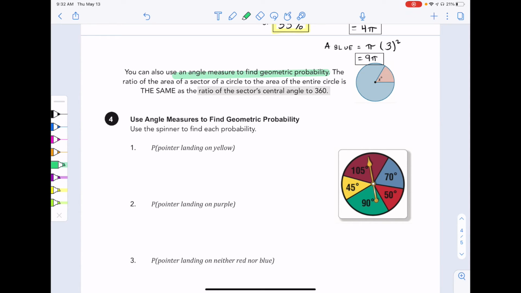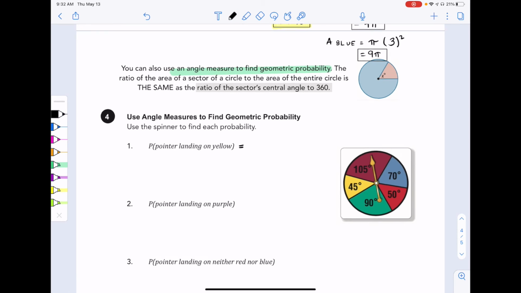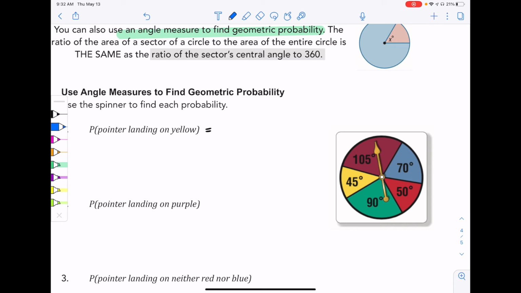So an entire circle measures 360 degrees. Part 1 says probability that the pointer lands on yellow. So we can use our angle measures. If yellow is 45, that means 45 is actually this angle right here that I just marked. So we can set up a ratio of 45, which is a portion of the circle, divided by the total circle, which measures 360 degrees. And when you type it into your calculator, it's 0.125 or 12.5%.